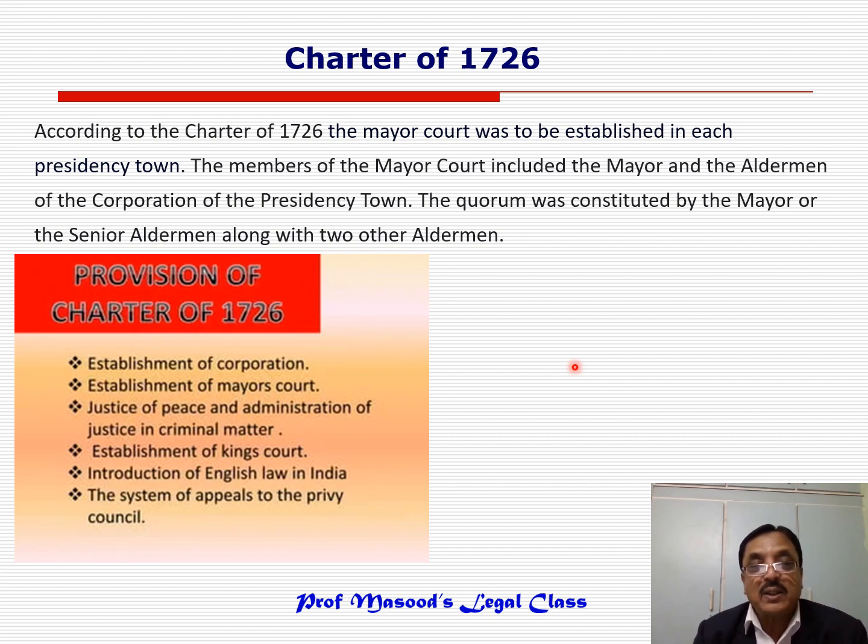Here we have to remember that this charter came exactly after 126 years, because the East India Company came in the year 1600, founded on 31st December 1600, and business started from 1st January 1601. So almost after 125 years, we are now going for a new charter.